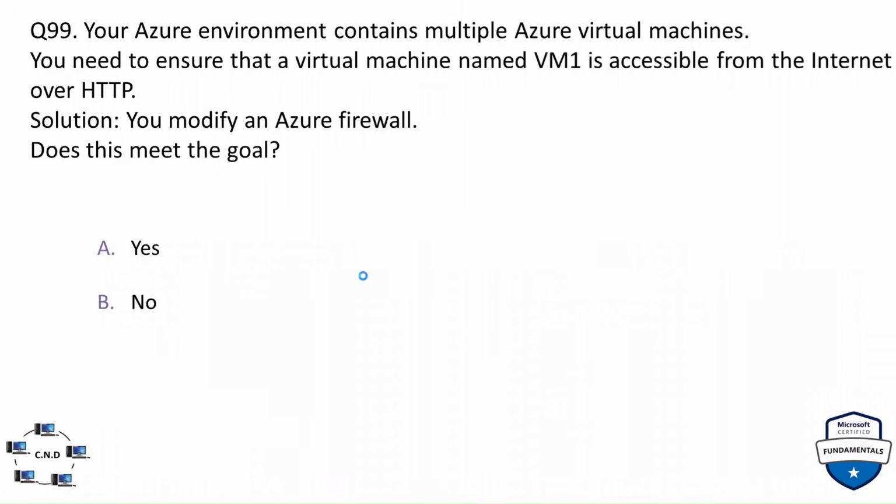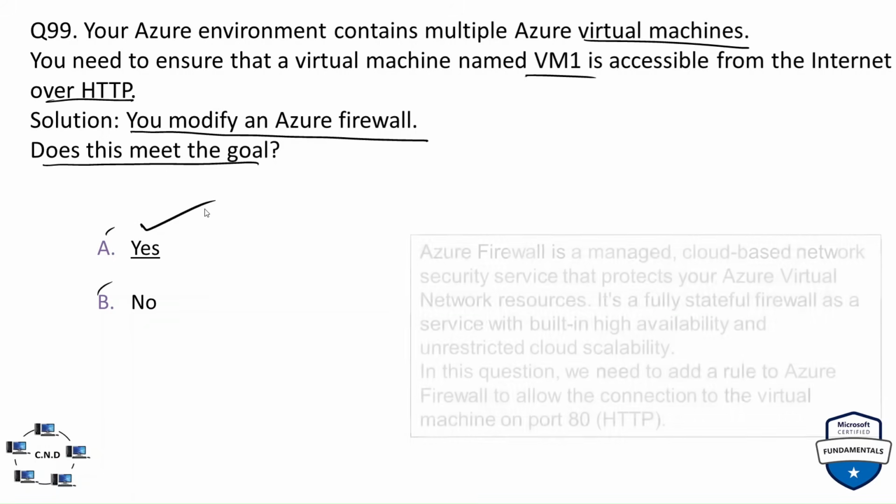Let's get to the next question. Your Azure environment contains multiple Azure virtual machines. You need to ensure that a virtual machine named VM1 is accessible from the internet on HTTP. Solution: you modify an Azure Firewall. Does this meet the goal? The options are yes or no, and the correct option is yes.